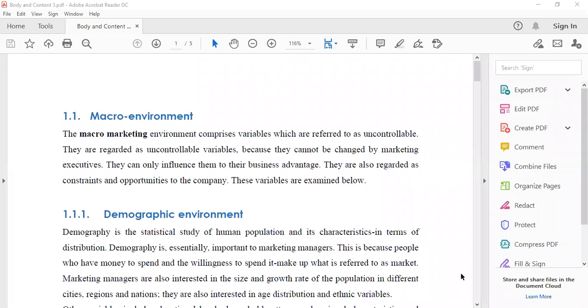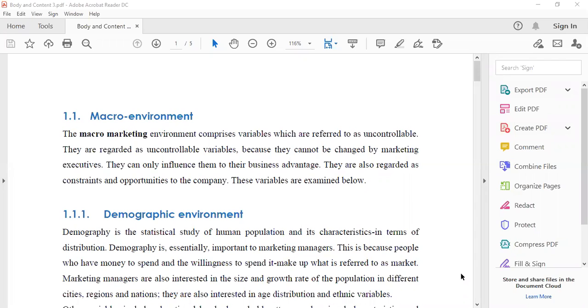Broadly, this marketing environment is divided into two. We have the macro environment and the micro environment. We'll begin by taking a look at the macro environment. The macro environment is made up of factors that are uncontrollable by the marketer. These factors, the marketer can only adapt to. He cannot change them. He cannot influence them.